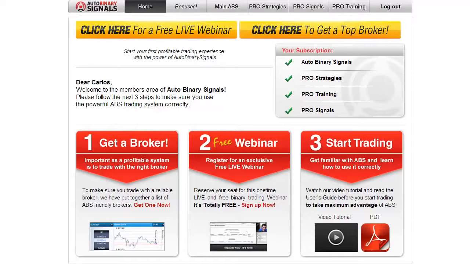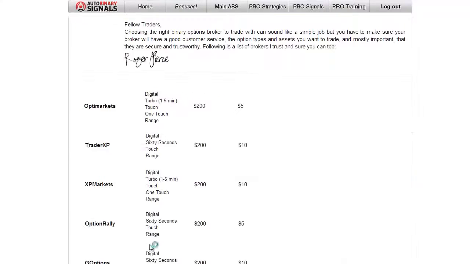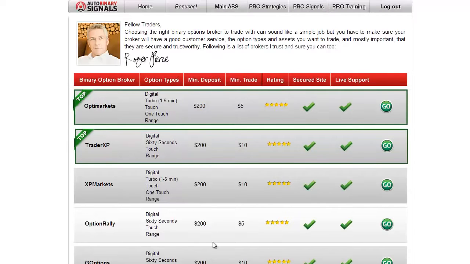Alright, so the first thing, let's say that I already did this step, which is selecting a broker. I just click here and I get a few options that Roger recommends. So I would click on go or on the name and register at the broker of my choice. But if you follow Roger's recommendation, which is also what I did, I have opened more than one account. I have opened accounts at a couple of these brokers.